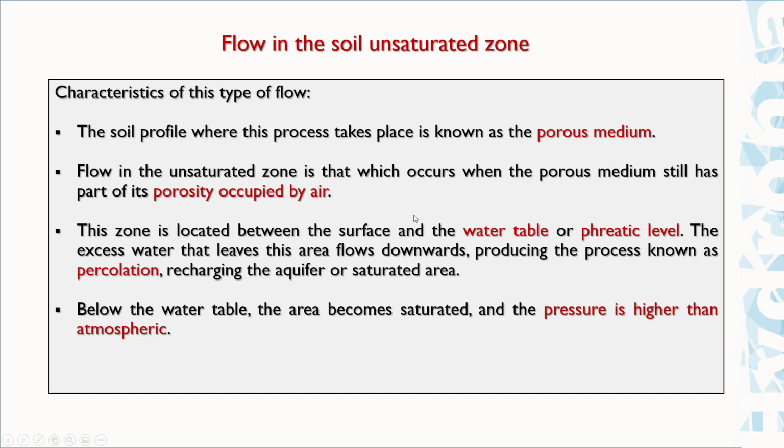Okay, to understand this process, we have to analyze the characteristics of this type of flow, that is the flow in the soil unsaturated zone. The soil profile where this process takes place is known as the porous medium. The flow in the unsaturated zone is that which occurs when the porous medium still has part of its porosity occupied by air. This zone is located between the ground surface and the water table or phreatic level, or the top of the aquifer. The excess water that leaves this area flows downwards, producing the process known as percolation, as I said before. This percolation is going to recharge the aquifer or the saturated area.